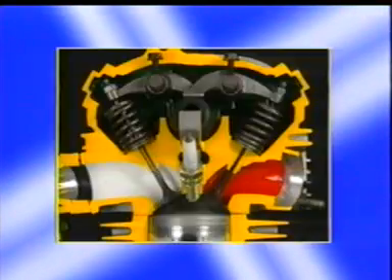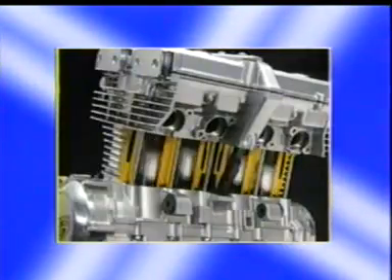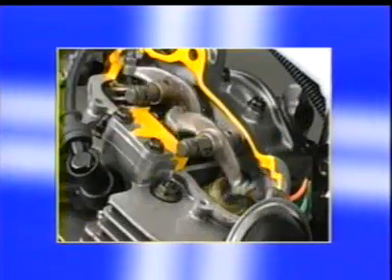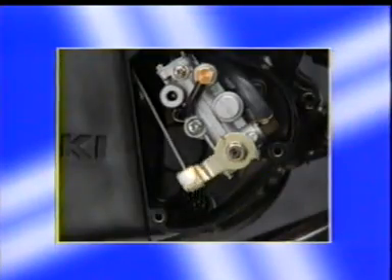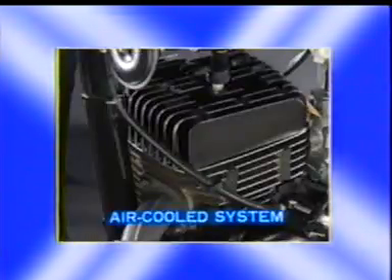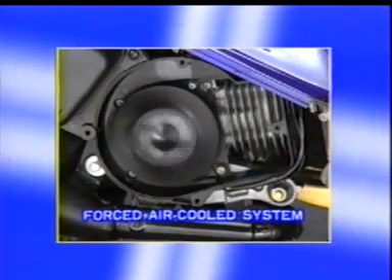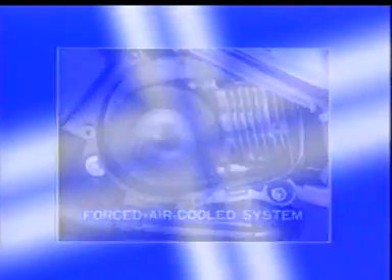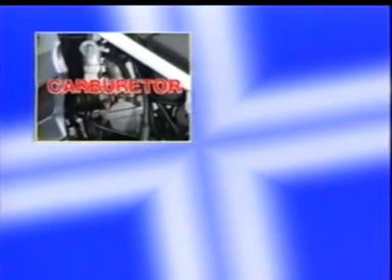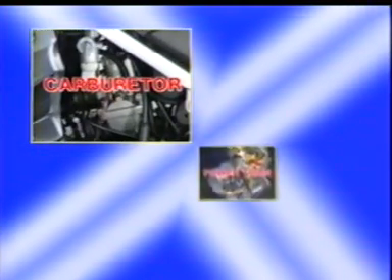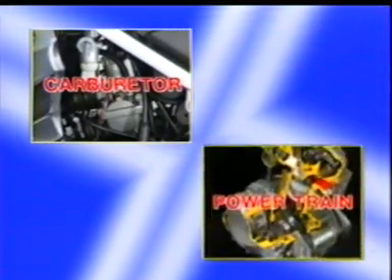In Volume 1 of this series, we learned how 4-cycle and 2-cycle engines work. We also looked at lubrication and cooling systems. In this volume, we'll take a look at systems that supply fuel to the engine and how the power generated by the engine is transmitted to the drive wheels.